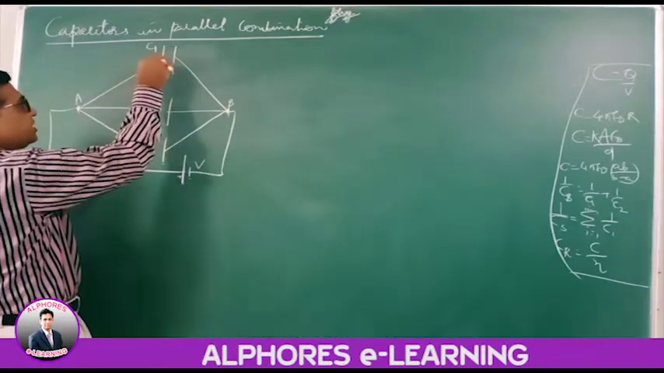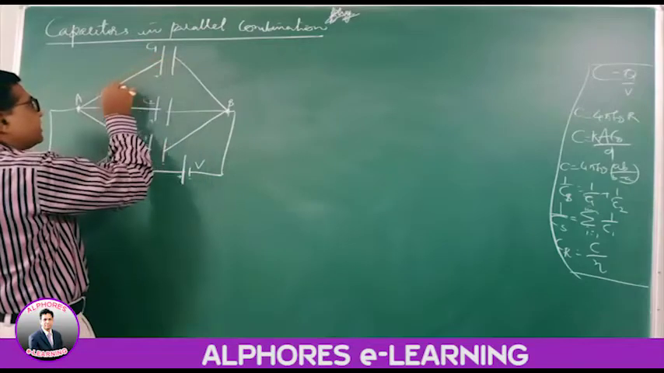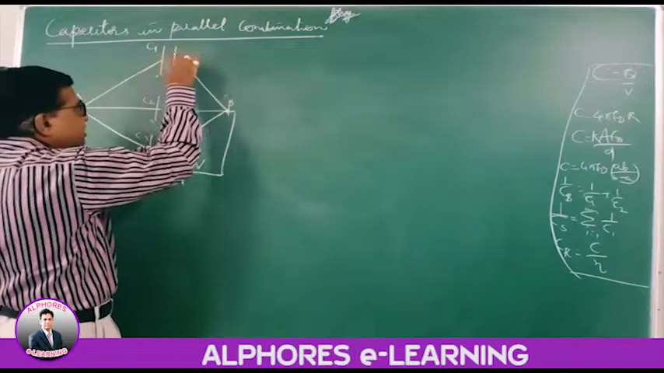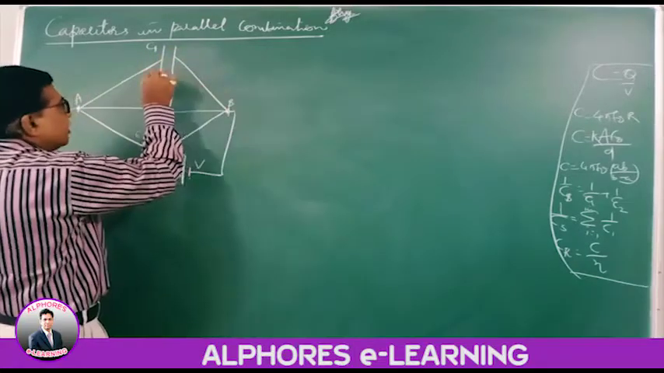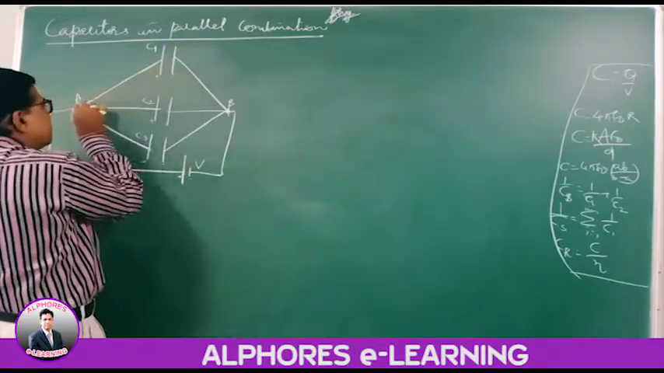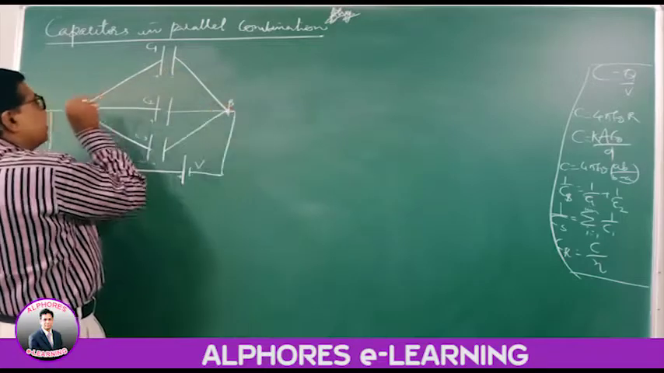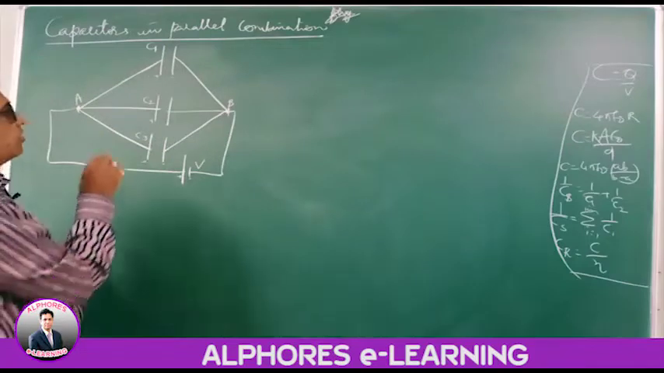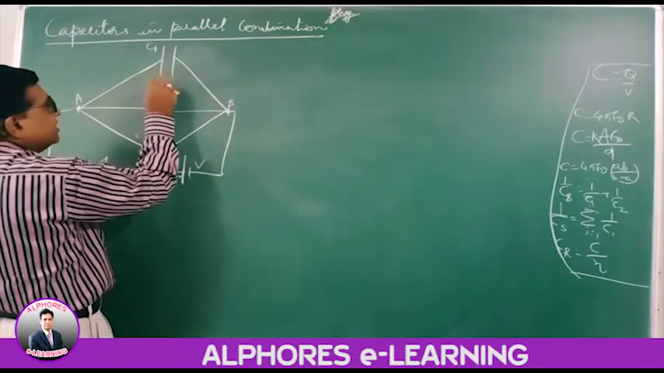Now again, coming to this capacitor, one of the plates is connected to A. The potential here is the same as the potential at A. The potential on this plate is the same as the potential at B. So the potential difference between the plates is the potential difference between A and B, which is nothing but the potential difference between the terminals. So the potential difference between these plates is V.